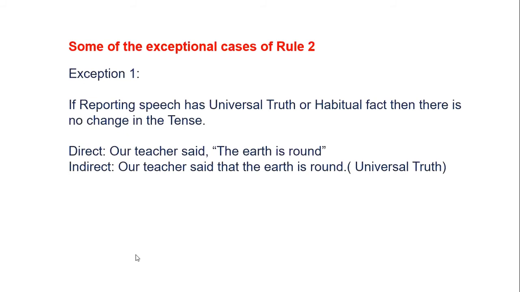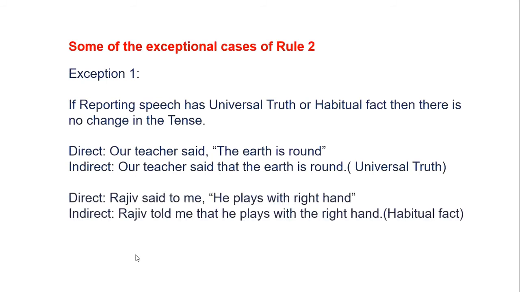The earth was round, because it's a universal truth. It will always remain round. It will not change. Okay, it's a universal truth, so there's no change. Rajiv said to me, he plays with the right hand. So Rajiv told me that he plays with the right hand. So it's a habitual fact. Those who are right-handers, they do not play with their left hands. They're always right-handers. Those who are lefties, they always play with their left hands.